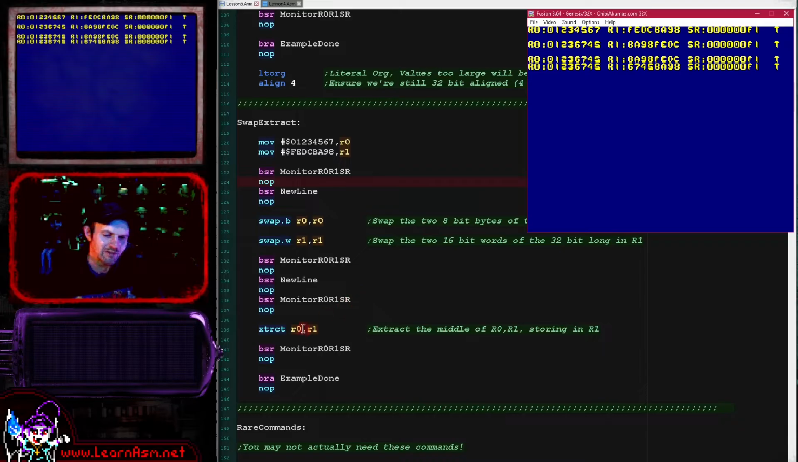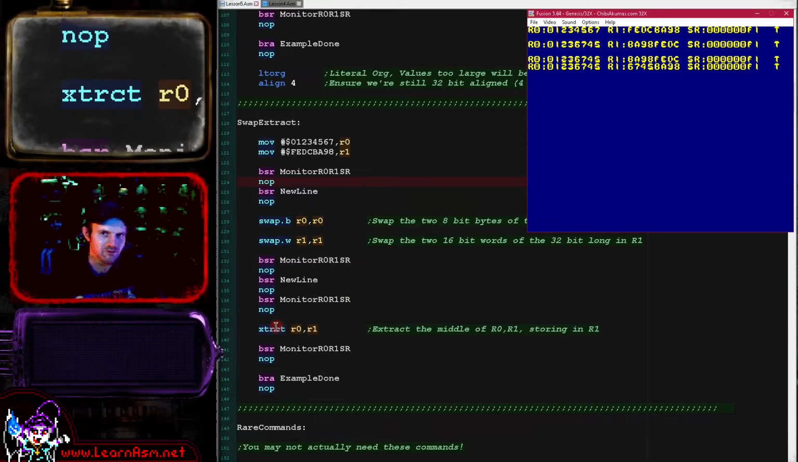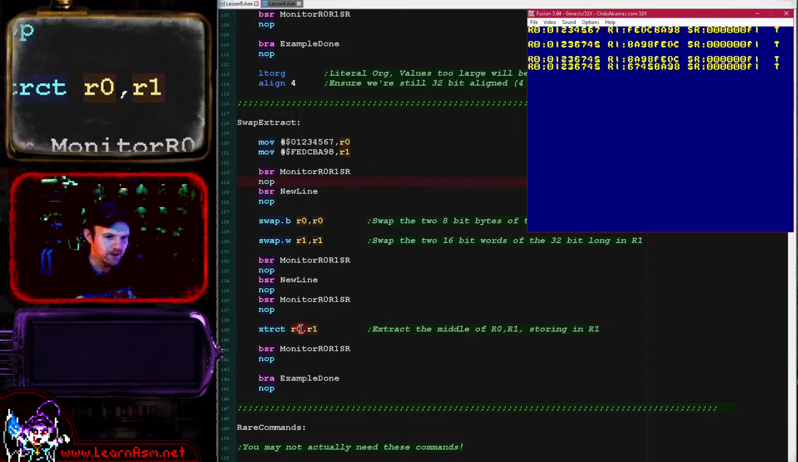And the other one has a slightly surprising name and purpose. This is called extract, EXTRCT. Now this actually works with a 64-bit pair. So if we use R0 and R1 here, what this does is it uses R0 and R1 as a 64-bit pair, with R0 being the top half of the pair.